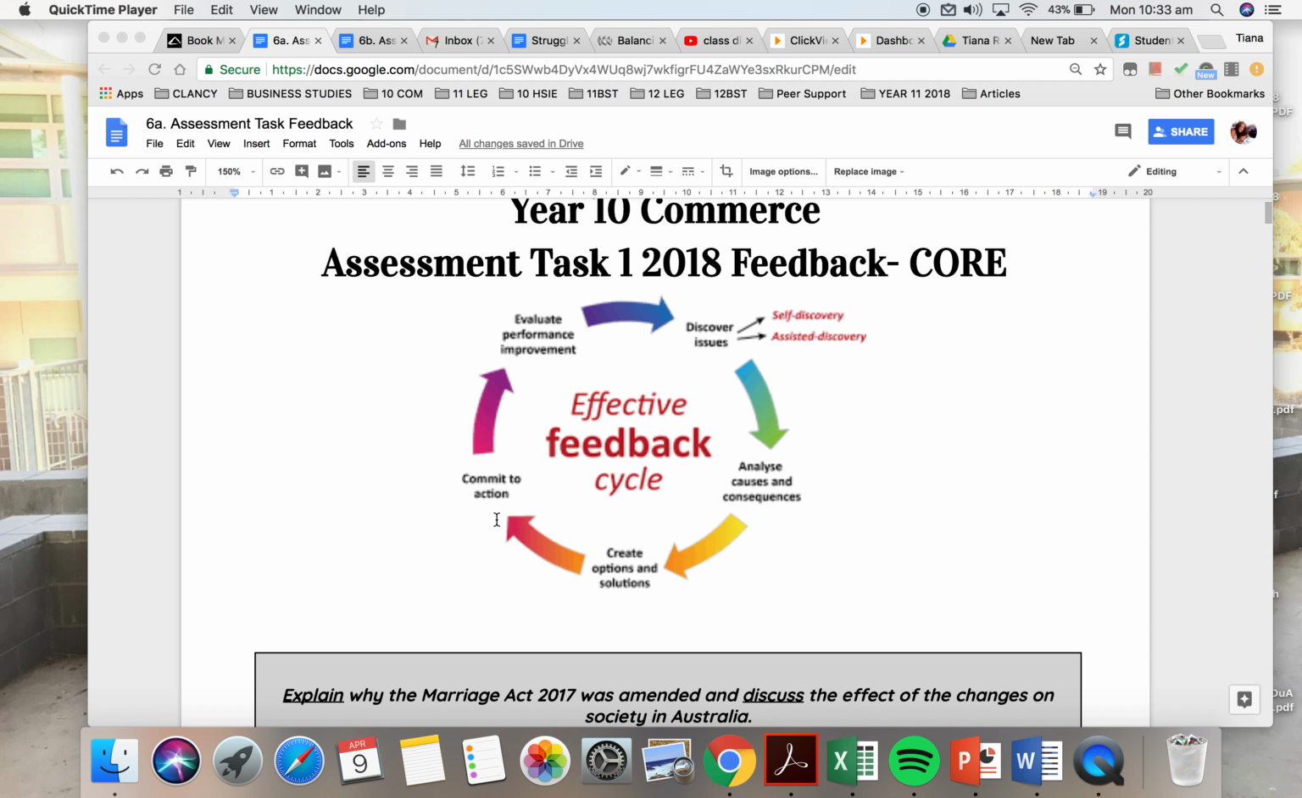Okay, so there's no point in acknowledging that there is an error or an area, a weakness that you need to fix. You need to commit to improving that. Otherwise, you will never see an improvement in Year 10. Then you need to evaluate the performance of the improvement. So after this task, set a goal for how you're going to commit to the action, and after the next task, evaluate your performance. Did you see any improvement in the area that you focused on?